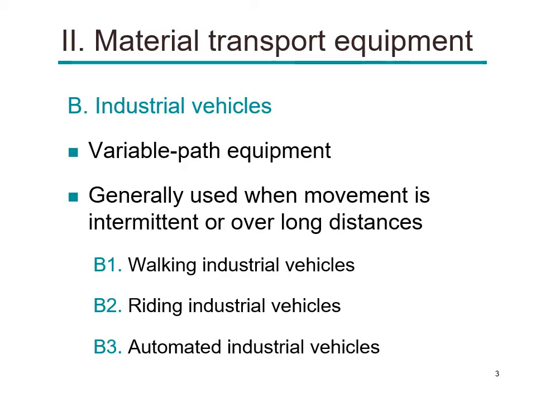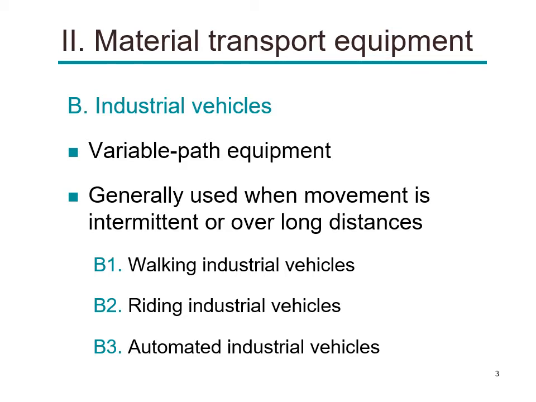Industrial vehicles are variable path equipment. So in opposite to conveyors, which are fixed path, industrial vehicles are variable path equipment, which means that they can go from any starting point to any other end point as long as there are suitable aisles in between.